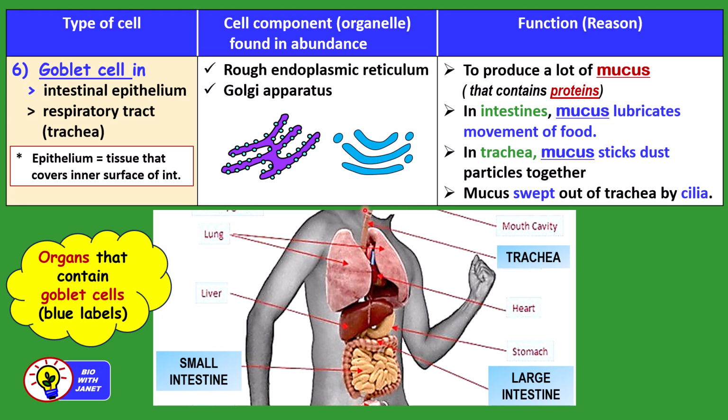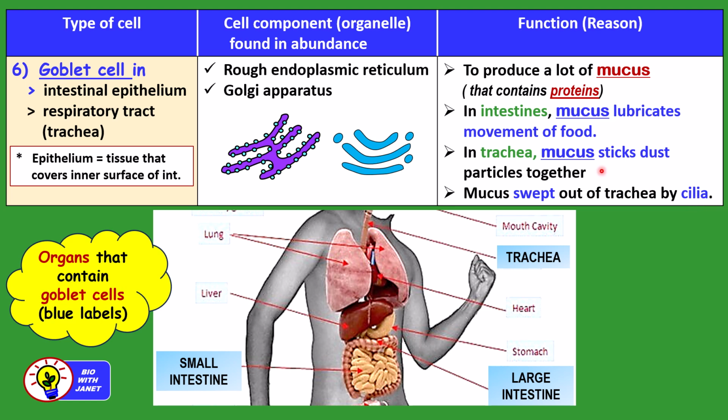Now, however, in the trachea, the mucus has a different function. The trachea or windpipe here, the mucus helps to stick dust particles together. The dust particles that are in the air will be stuck together, stuck on the mucus, and then the mucus will be swept out of the trachea by hair-like structures called cilia on certain cells in the trachea.